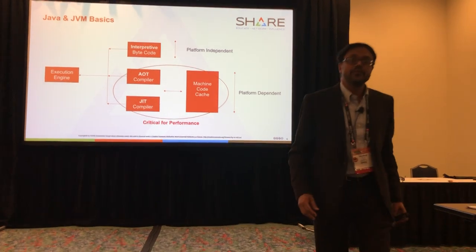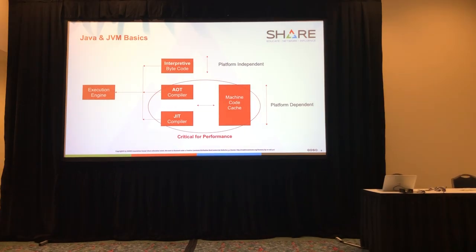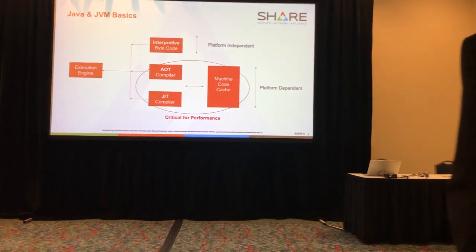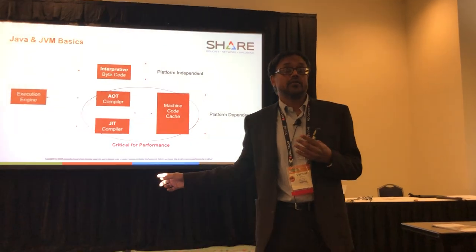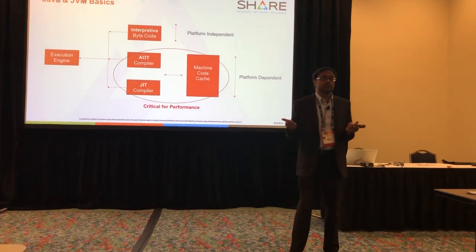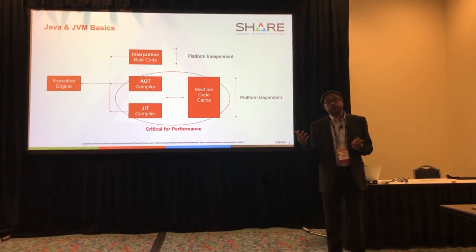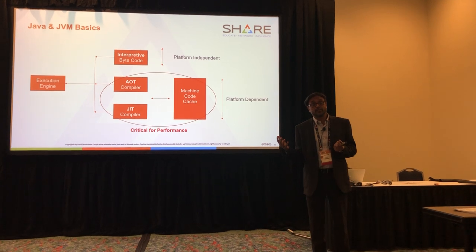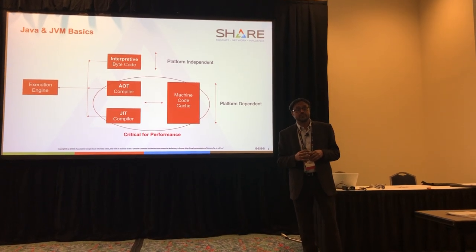So the AOT compiler is doing optimization, that is correct. But the AOT compiler cannot do as good an optimization as a JIT compiler, and that is a huge difference. I have some rule of thumb statistics, I don't have real numbers. The AOT compiler is only 70% as good as a JIT compiler, maybe 60% as good. It's not as good as the JIT compiler.